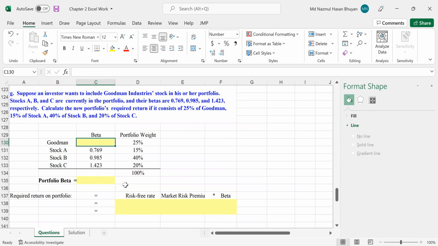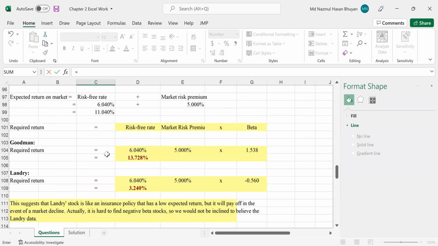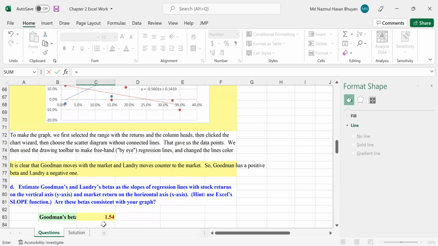Now, let us calculate portfolio beta for another portfolio. In this case, we have 4 stocks in this portfolio: Goodman, stock A, stock B, stock C. And we know the percentage of our portfolio invested in each of these 4 stocks. And we know the beta of stock A, B, and C. And we already calculated beta for Goodman. So let us copy the beta of Goodman here. And the beta of Goodman here is 1.54.